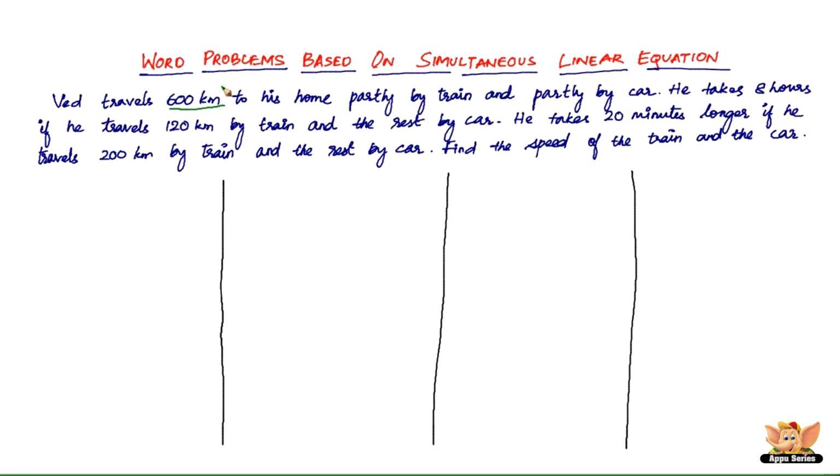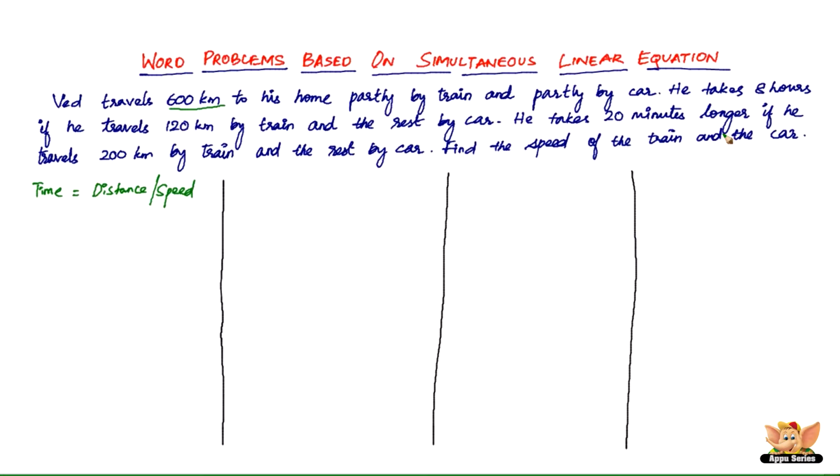So the first thing that we need to know as far as this problem is concerned is, you can see that there is distance and time. So you need to know about the speed, right? So first thing is, speed is distance by time, or time equals distance by speed. You need to know this basic formula to solve this problem. Now we need to make an assumption. The question is, find the speed of the train and the speed of the car.